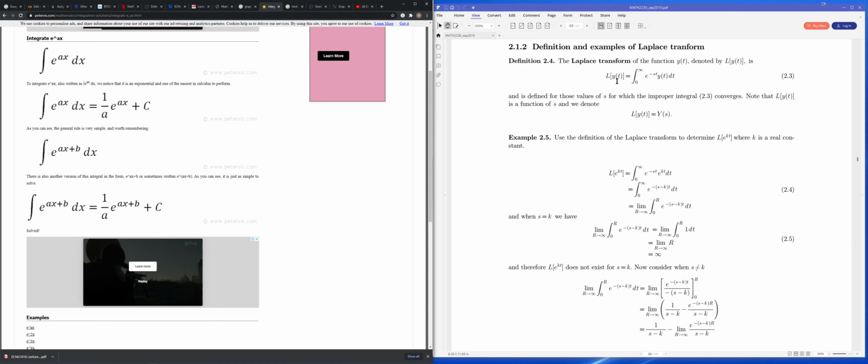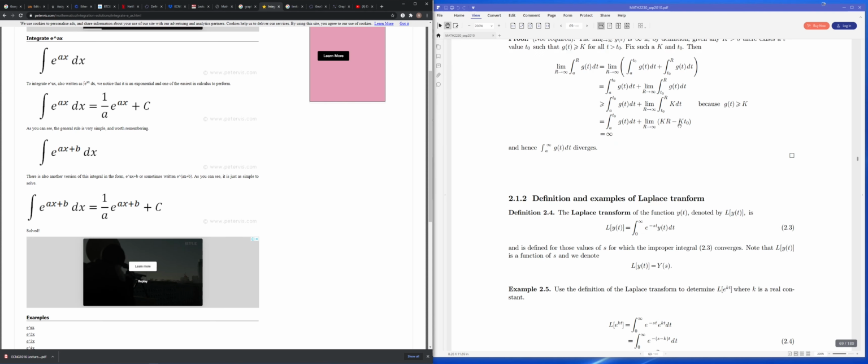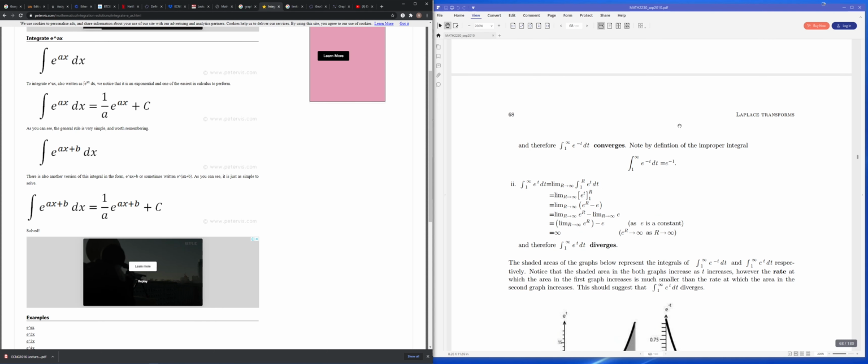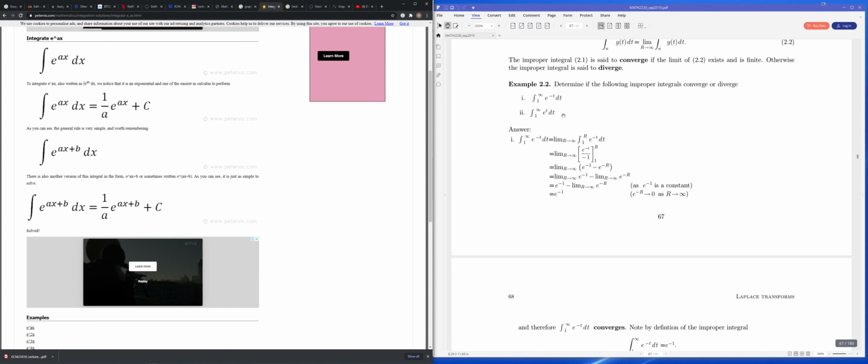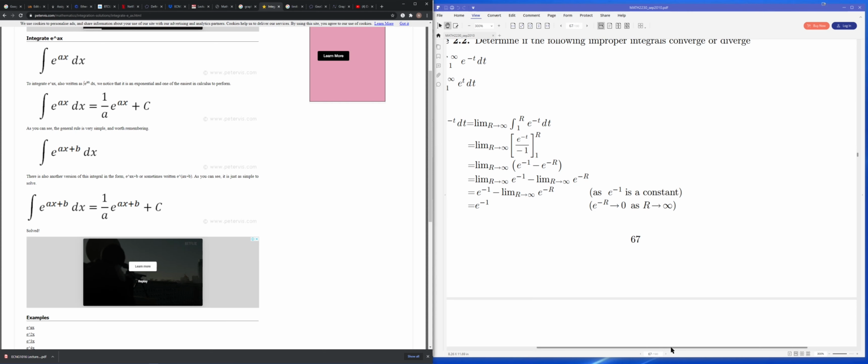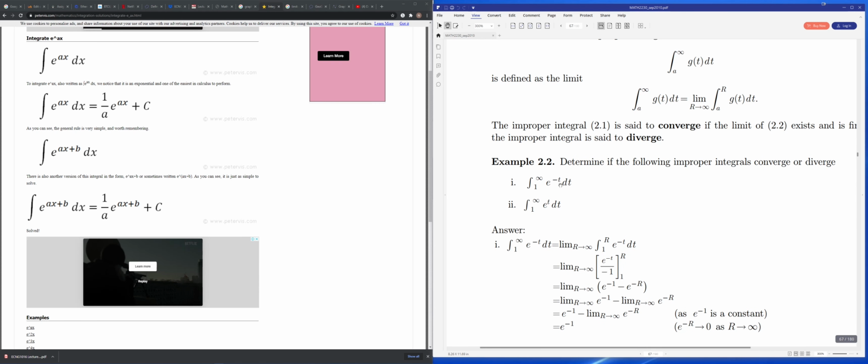Okay, so it's the Laplace transform, right? We saw previously that when you work out improper integrals, sometimes they converge. So for example, this improper integral over here converges, and this improper integral over here does not converge, it diverges.